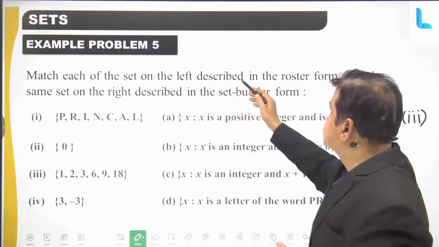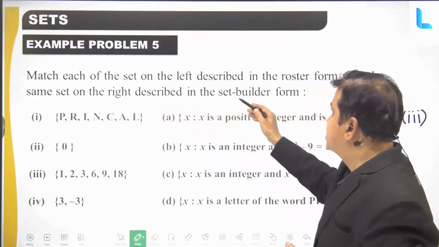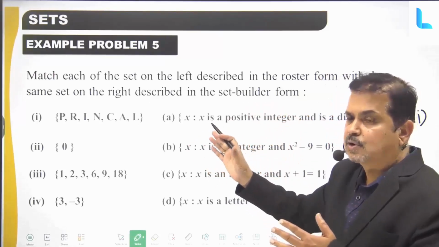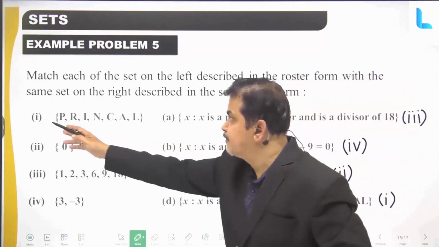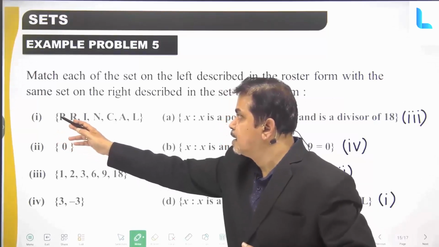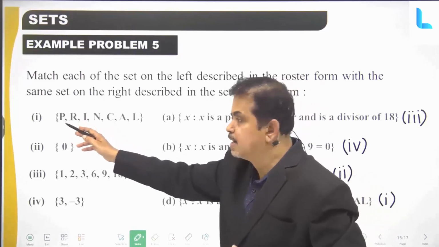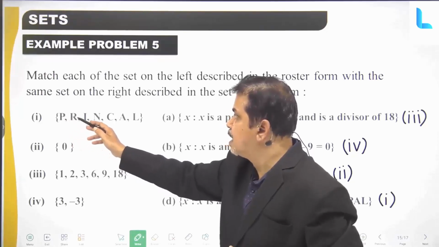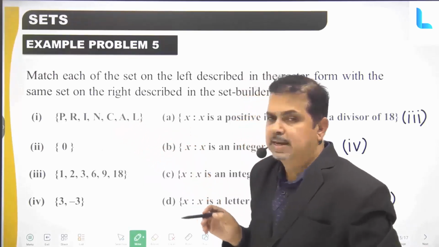So now you have to match each set on the left, described in the roster form, with the same set on the right described in the set builder form, and identify which two are equivalent. For example, in the first example, you have a set of alphabets, all in capital letters, in braces: capital P, R, I, N, C, I, P, A, L.